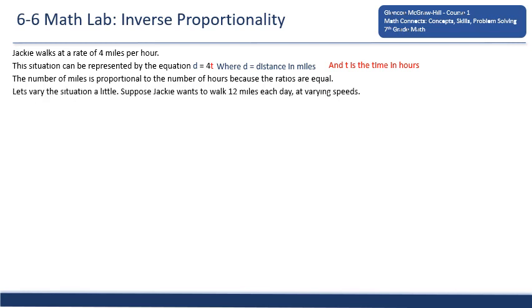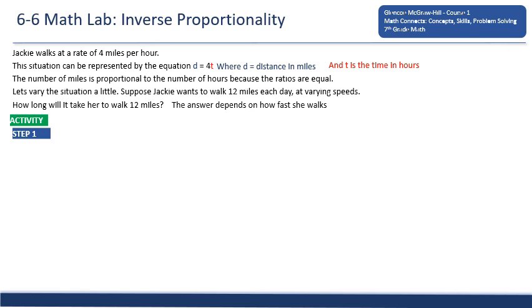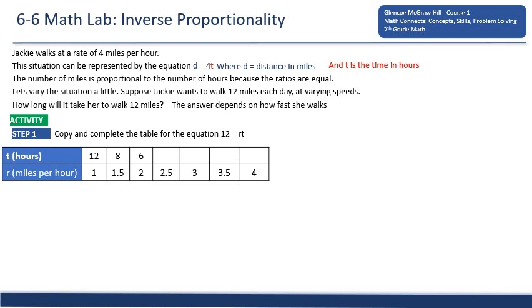And let's vary the situation a little. Suppose Jackie wants to walk 12 miles each day at varying speeds. How long will it take her to walk 12 miles? The answer depends on how fast she walks. So activity in step 1, copy and complete the table for the equation 12 equals RT.